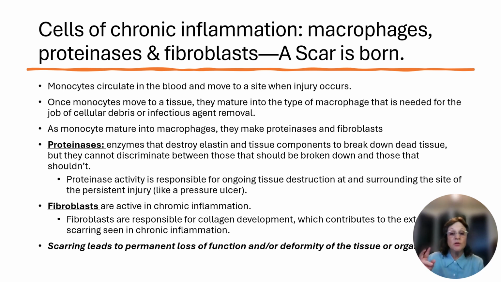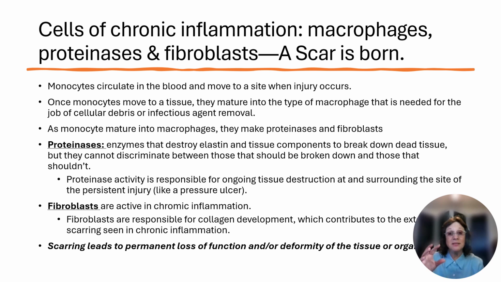So monocytes circulate in the blood as they should, and when we have an injury, again, we have that dilation of the blood vessels, we have the permeability of the blood vessels. First the neutrophils get to the site, then the monocytes arrive. Once the monocytes move to a specific tissue, they're going to mature into the specific type of macrophage that the body needs to get rid of that particular debris or the infectious agent that is there. So when the monocyte matures into a macrophage, they're going to make proteinases and fibroblasts.